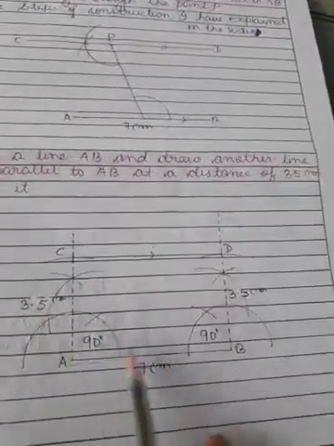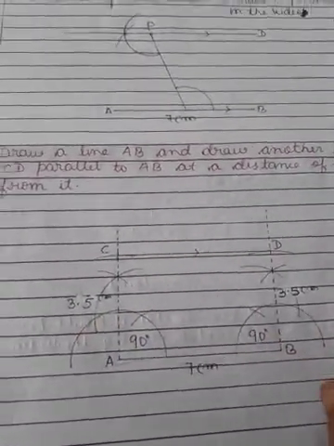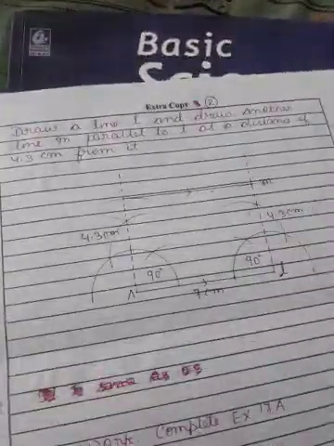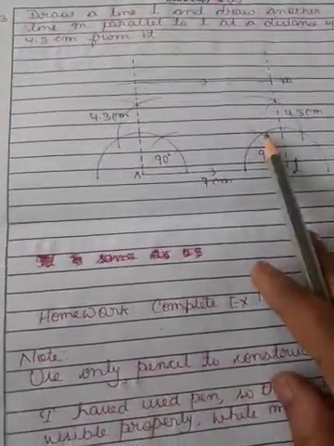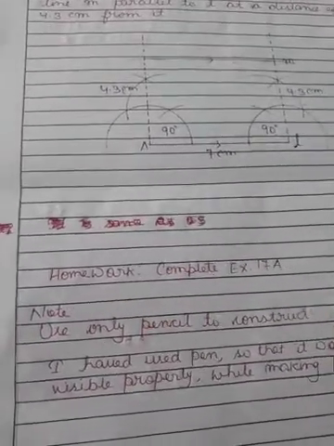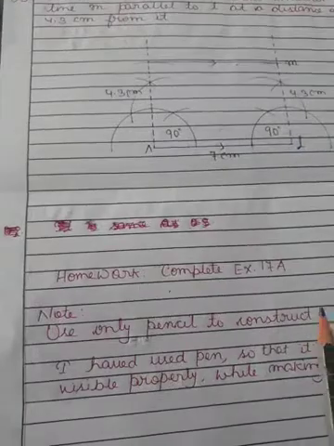So this is all about question number 2, and then you keep the naming according to the question. Now question number 3 is also the same. I have drawn it here. So your homework is to complete this chapter, exercise 17a, and once again remember, use only pencil to construct the figures.